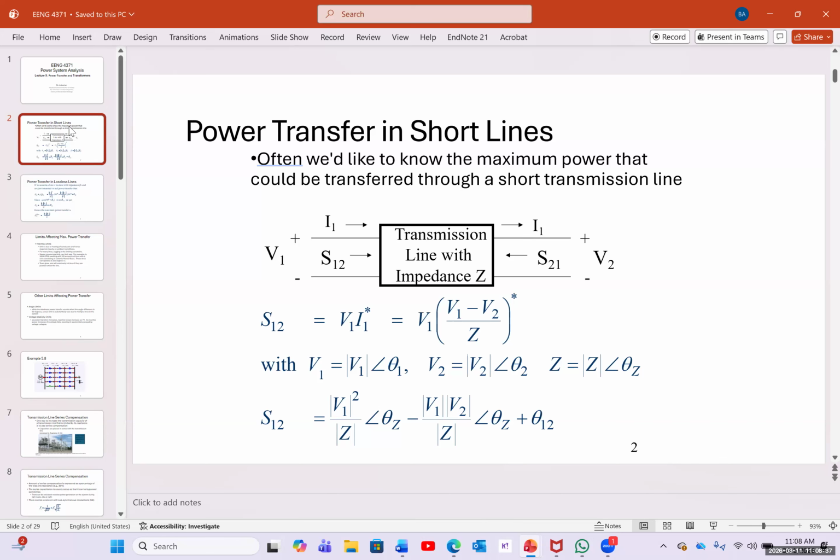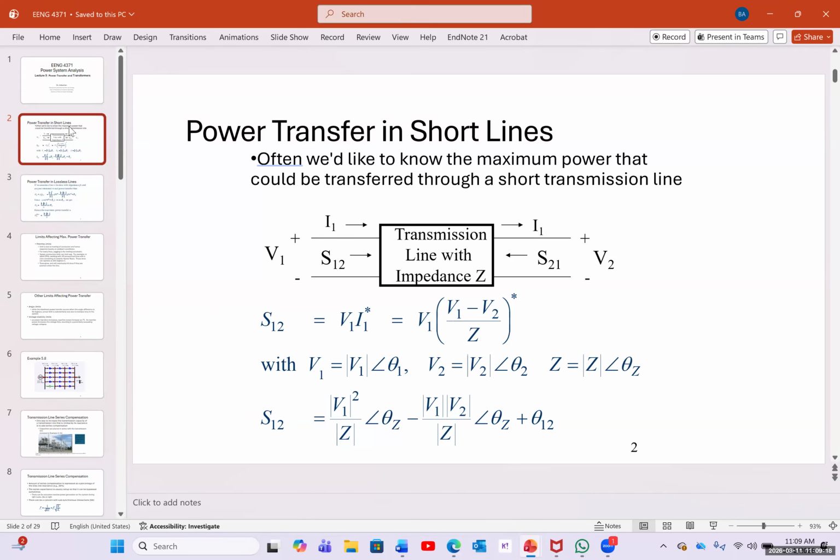And this is an example and the way that we calculate that. On the left side, we have the source, V1, I1, S12 is given to the source, and V2 is our load. In between, we have the transmission line with the impedance of Z. Now, the apparent power, S12, would be V1 I1 conjugate. And I can use Ohm's law for I1 conjugate, which is going to be V over Z. In other words, it's going to be V1 minus V2 over Z.